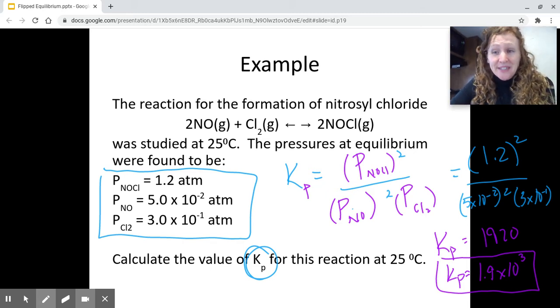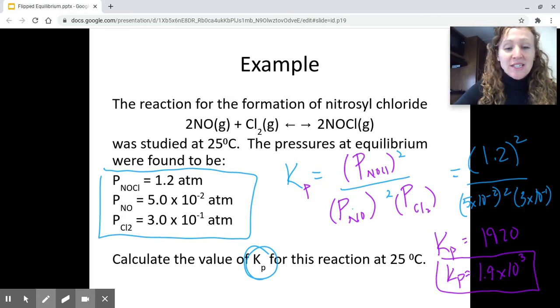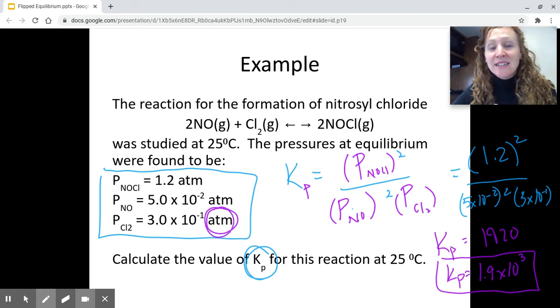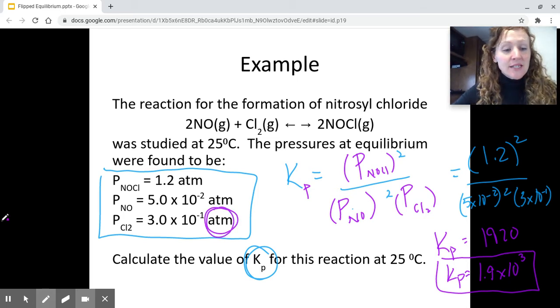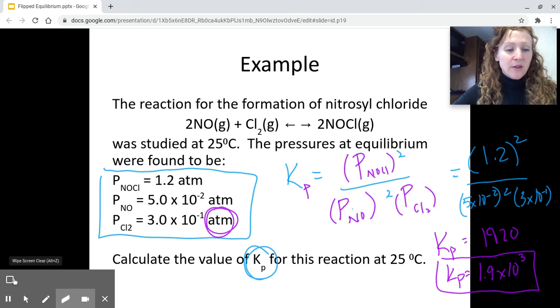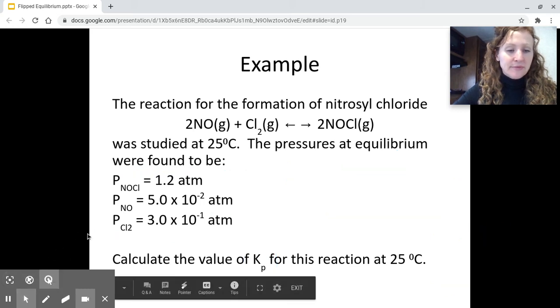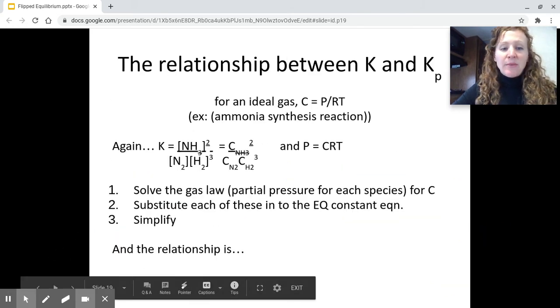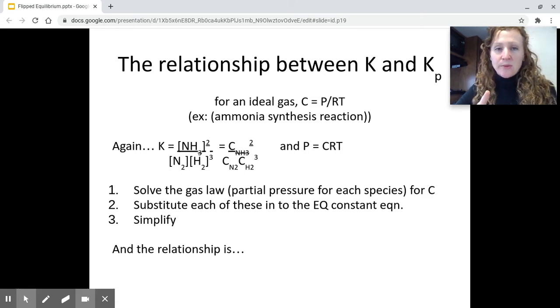Notice it's really similar, right? We did this same idea in terms of concentration. We can just do it in pressure. The only thing that changes is the units. And this leads us to ask the question, are K in terms of concentration and K in terms of pressure going to be the same?